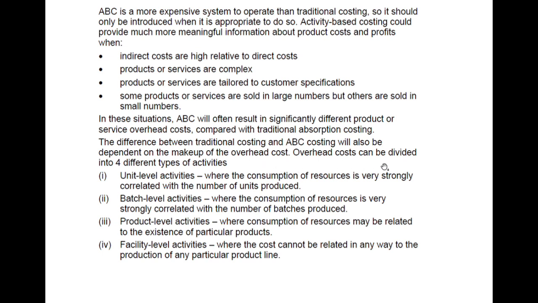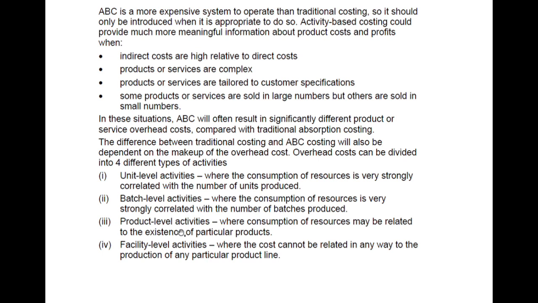Overhead cost can be divided into four different types of activities. First, unit level activities, based upon your volume produced, the number of units produced. Batch level activities, the consumption of resources based upon the number of batches produced. A batch is basically a group of units, so a machine will utilize the raw materials, or produce, in terms of batches.